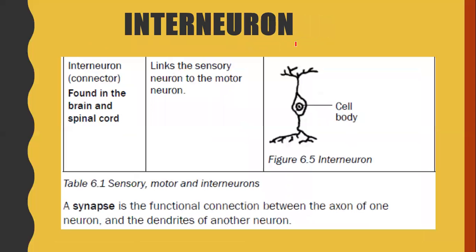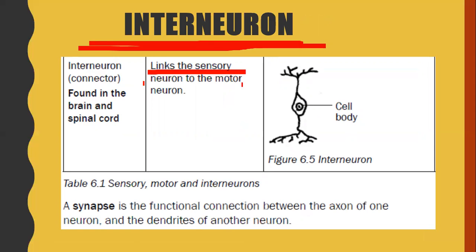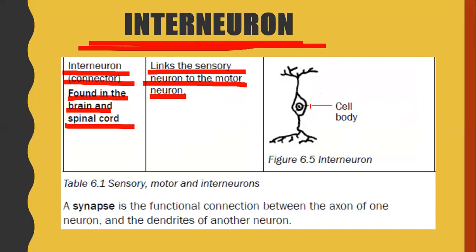The interneuron. The interneuron links the sensory neuron to the motor neuron. That's the function of the interneuron. This is the inter or the connector neuron found in the brain and the spinal cord as well. So this is the structure, as you can see, and this is a cell body. And what I'm talking about is the interneuron.